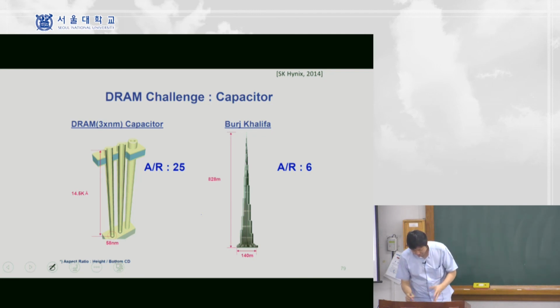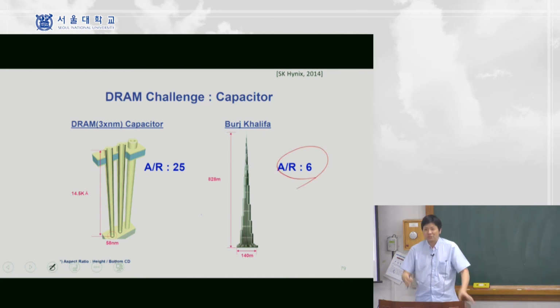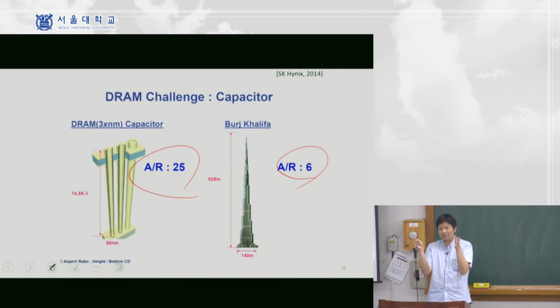But if you compare it to the Burj Khalifa, I think that is in Dubai, its aspect ratio is only 6. Compared to that, this is a much thinner, longer, taller structure. And if you have a very tall structure, it's more and more difficult to build, because if you have very thin, large structures, they can collapse together, or a short can happen or something like that.